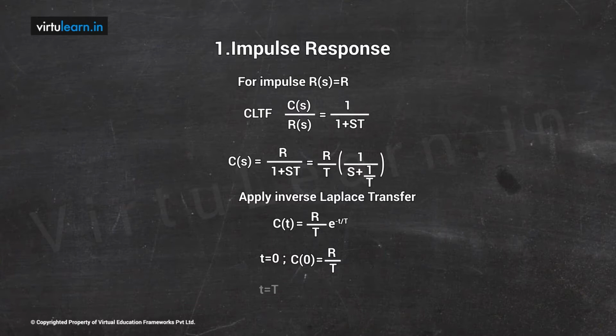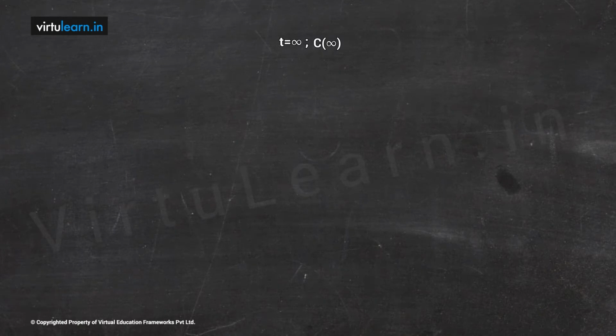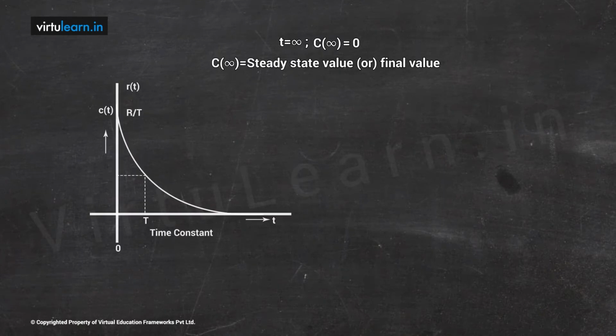When you take t value at capital T, that means the time constant, your response is going to be C of capital T is 1 by T e power minus 1, that is 0.368 into 1 by T. When t is infinity, it is going to be 0, which means there is no steady state value or final value of impulse response. Not only 0, capital T and infinity, you can take in between values for small t and plot the response. When you plot the response it looks like this.